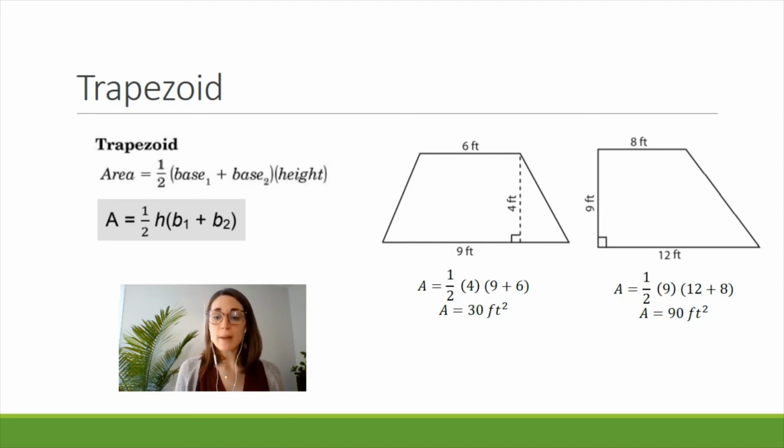So our next trapezoid has a height of 9 and 2 bases, 8 and 12. So let's plug that into the formula. Half times 9 times the sum of 12 and 8. So we know that 12 plus 8 is 20, and now we can multiply that all together. Half times 9 times 20 equals 90. The area is 90 feet squared.